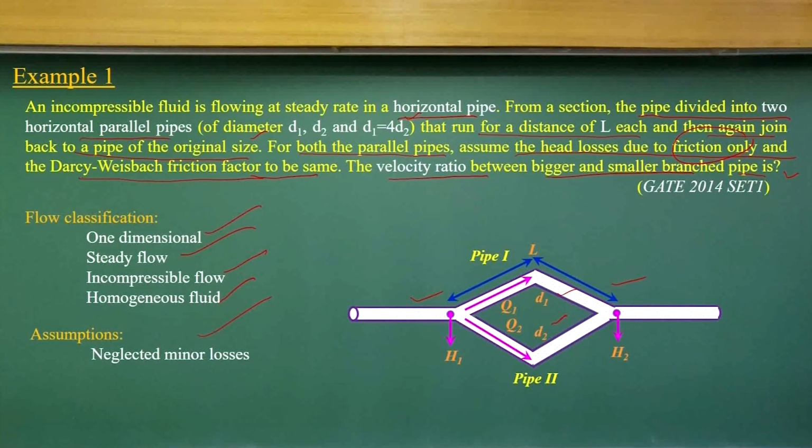As it is parallel pipe flow, the head losses of pipe 1 and pipe 2 should be equal. This is a very simple thing. F is constant, and the head losses in either pipe 1 or pipe 2 should be equal. Based on that you can compute the velocity ratio. The D1 to D2 ratio is known to us, we have to compute the velocity ratio.